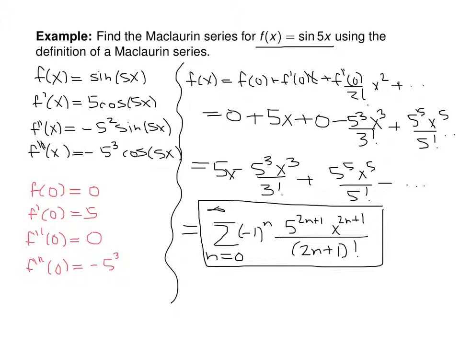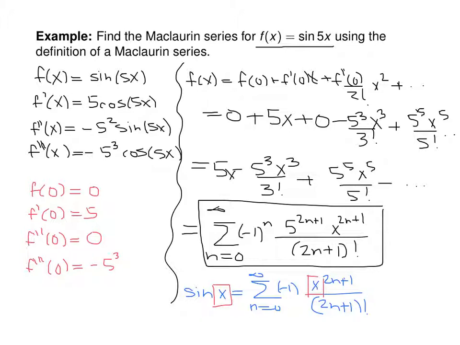And that's the same thing as what we would have gotten if we had taken the Maclaurin series for sine of x, which is this, and input 5x there instead of x. That would give us the exact same series.